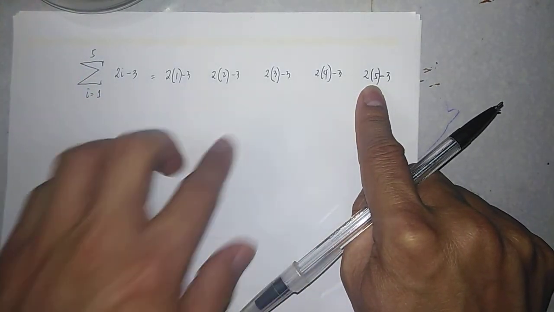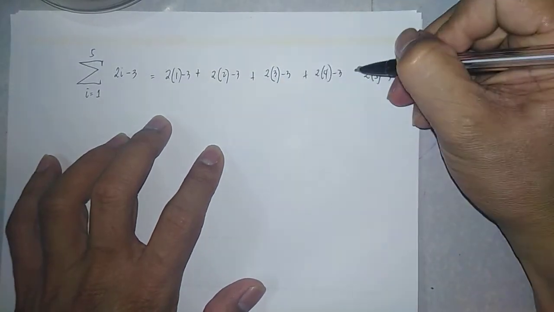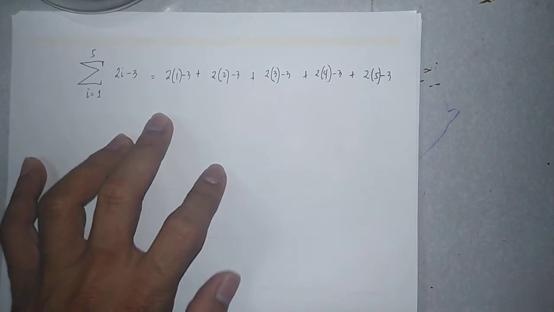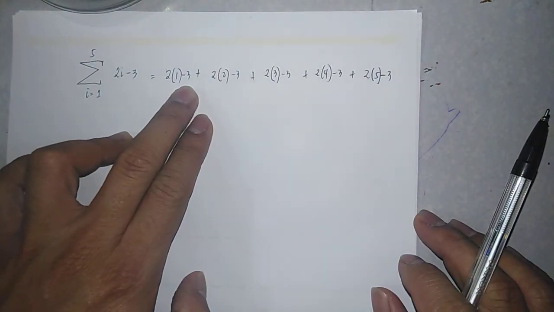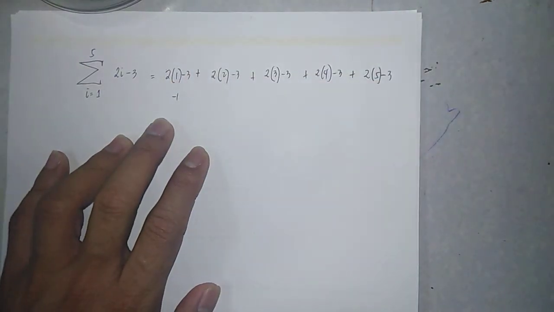Now, yung mga sagot dyan later on, i-add natin. Alright? Kailangan yung i-add kasi that's what we meant by summation notation. So, perform natin. So, 2 times 1 is 2. Minus 3 is negative 1. Gets ba?